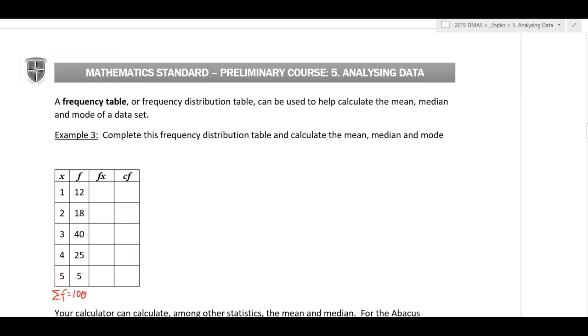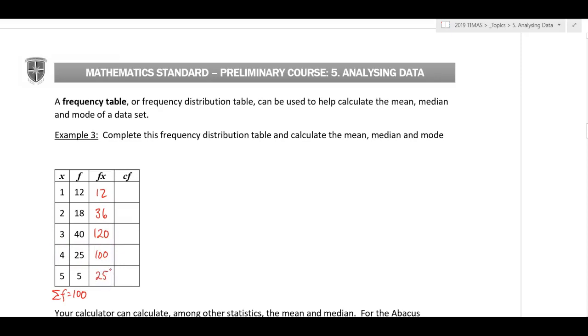That's helpful because, remember, it's helpful for two things. When I calculate the mean, I have to divide by the number of scores. I've got 100 scores, so I'm going to divide by 100, and how convenient. I like dividing by 100. Now, fx simply means the frequency times the score, right? So 1 times 12 is 12. 2 18s are 36, 3 40s are 120, 4 25s are 100, and 5 5s are 25.